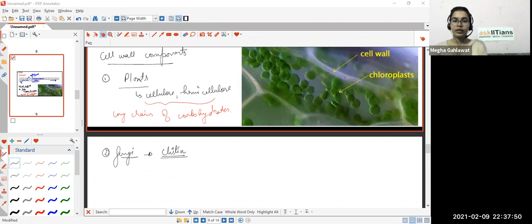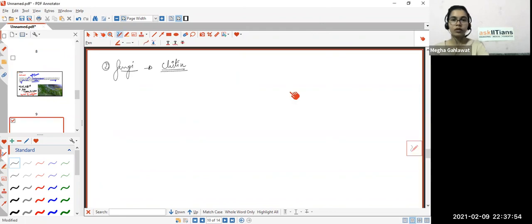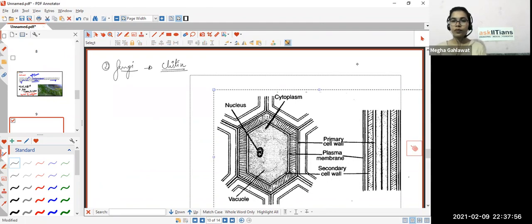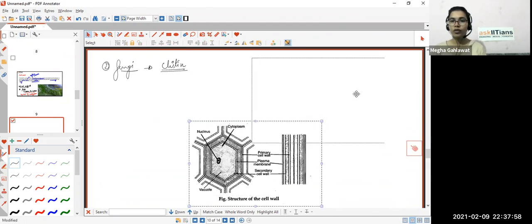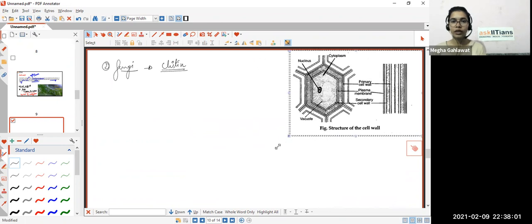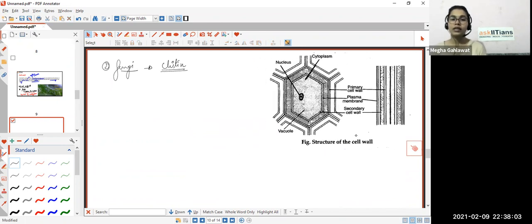So the diagram that I'm about to give you is very important. There we go. I hope all of you can see this diagram very, very clearly. You see, this is a plant cell and this is the cell wall structure. In the cell wall structure, what you see right here, we have the primary cell wall, we have the secondary cell wall, and then we have the plasma membrane, right?